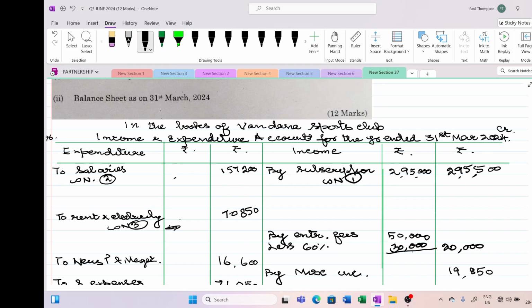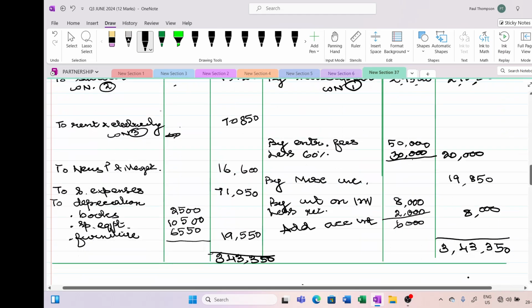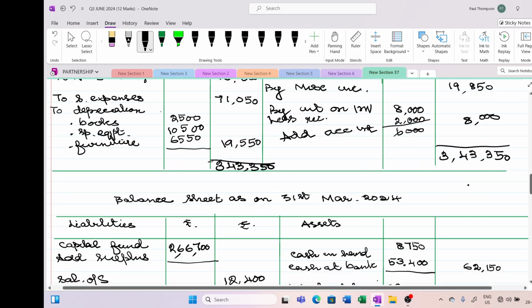Okay. So 7,850, 16,600, 71,050, 19,550. So here comes the balancing figure 8,100. This is your surplus, excess of income over expenditure. You have to write that also. Excess of income over, I'm writing it in a very short manner, expenditure. This will be added to this balance sheet opening capital fund.